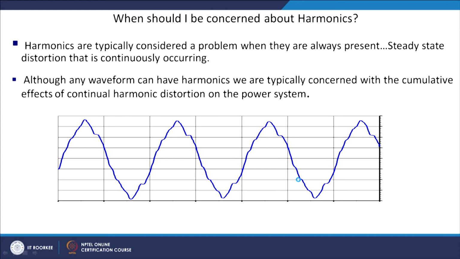Similarly, harmonics are typically considered to be a problem when they are always present, in a steady state distortion occurring continuously. Though any waveform can have harmonics, we are typically concerned with the cumulative effect of the continual harmonic distortion of the system. So, we are more bothered about the overall effect on the system instead of one cycle or two cycles.